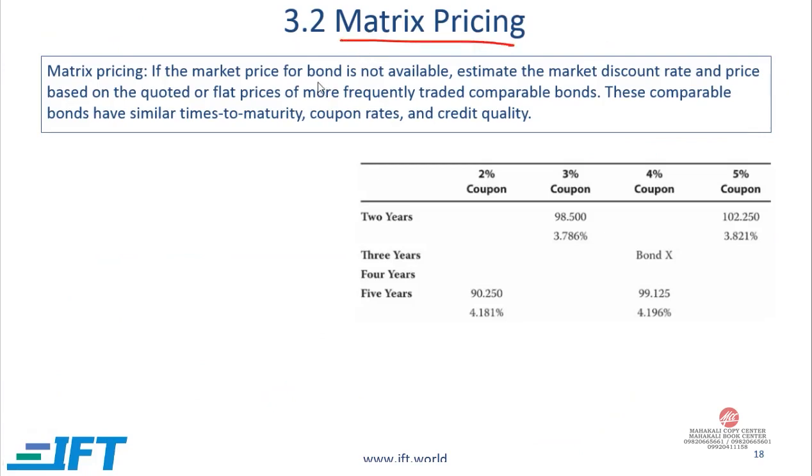Matrix pricing. Some bonds are not actively traded, so we don't have a market price or a YTM. So we can use matrix pricing to come up with that price. If the market price for a bond is not available, estimate the market discount rate and price based on the quoted or flat prices of more frequently traded comparable bonds. These comparable bonds have similar times to maturity, similar coupon rates, and the same credit quality.